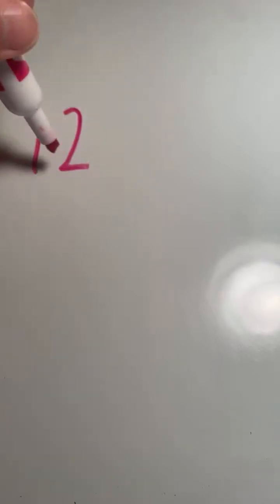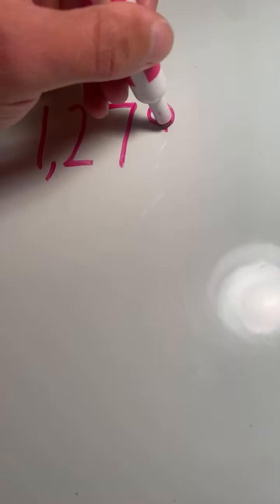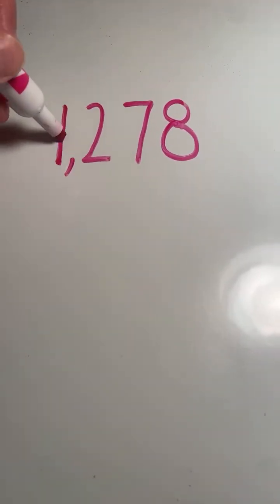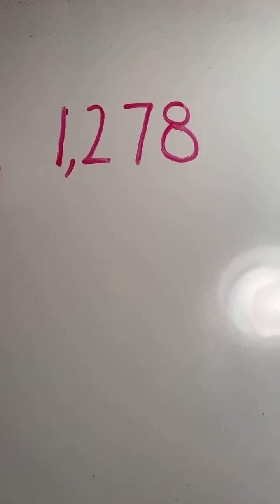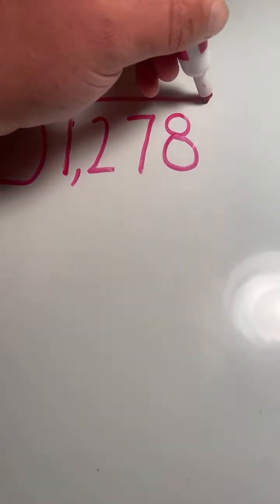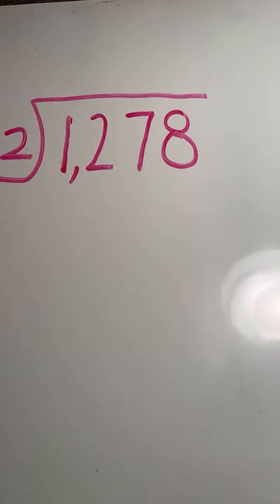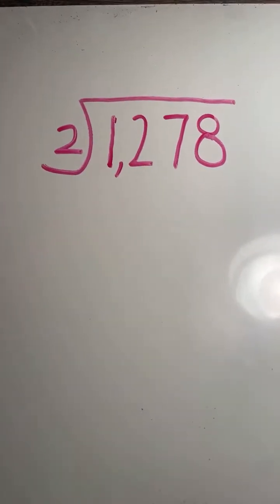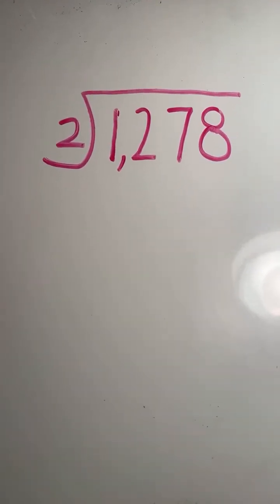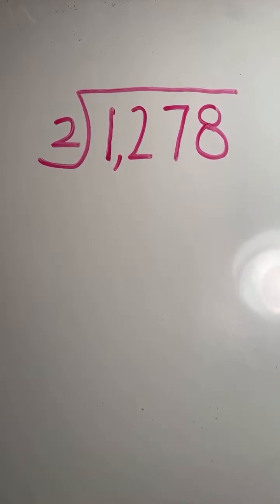All right, next example problem here. So now for this next example problem, instead of using arrays, I'm actually going to use skip counting. So we have 1,278 divided by 2.